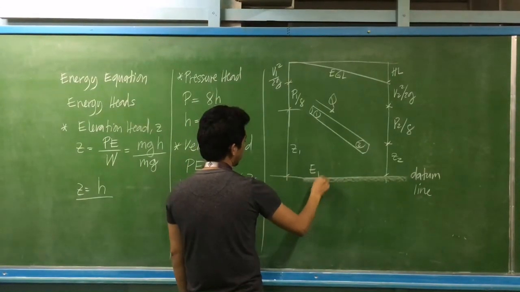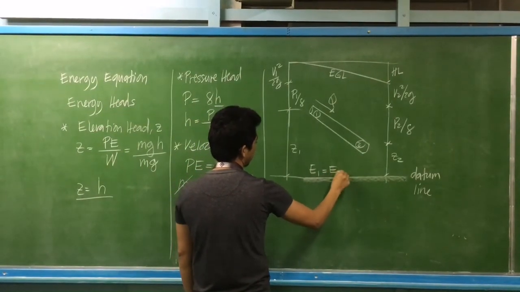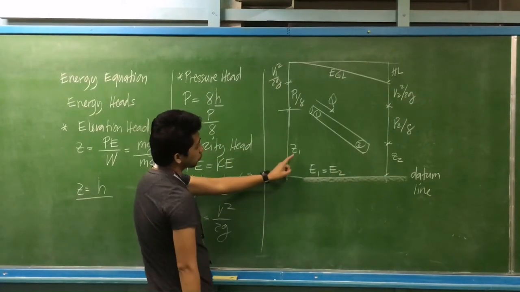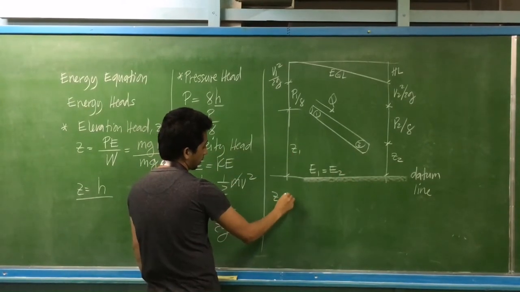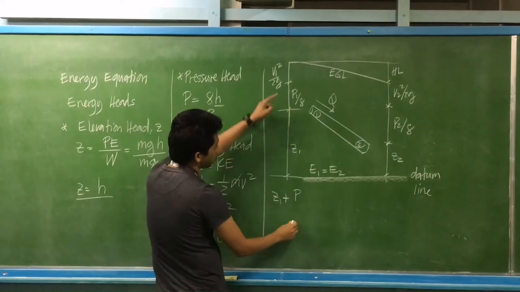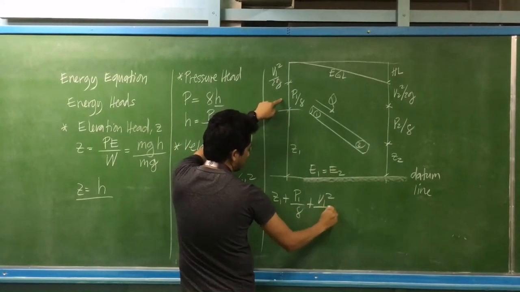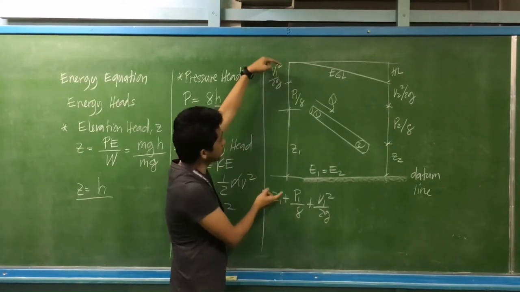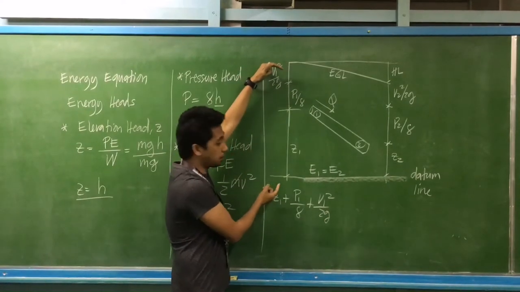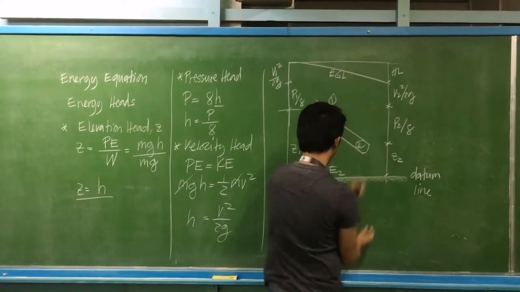The energy at point 1 should be equal to the energy at point 2. Energy at 1 is elevation head plus the pressure head at 1 plus velocity head at 1. Okay? That is the total energy head at 1. Should be equal to the total energy head at point 2.